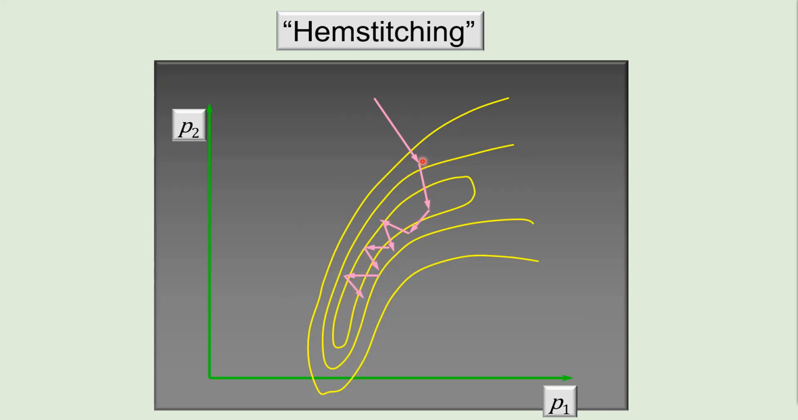We have a phenomenon which mathematicians sometimes call hemstitching, where we just bounce across this valley. So it is important that as we approach the minimum of the objective function, particularly if there's a large degree of correlation between the parameters and these contours are somewhat elongate, the Marquardt lambda reduces so that we can find our way into this valley and therefore to the minimum of the objective function.